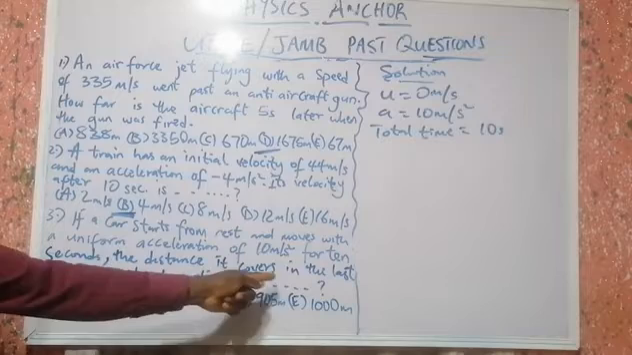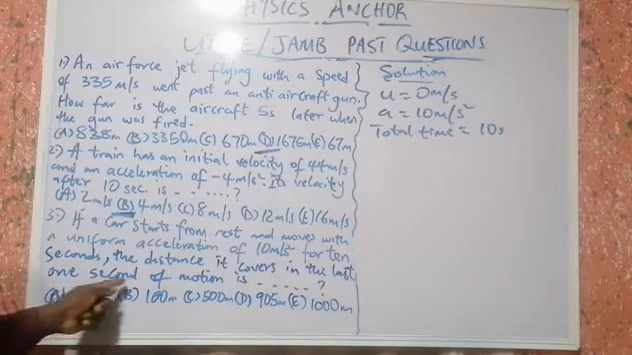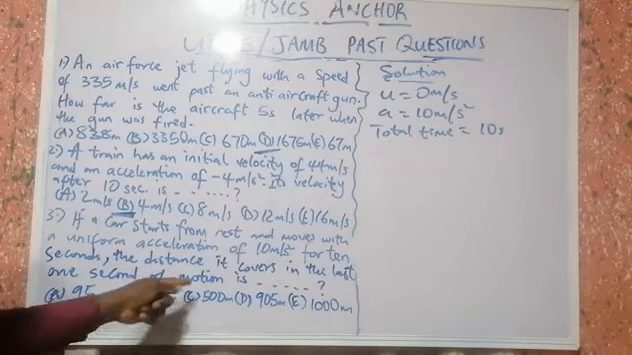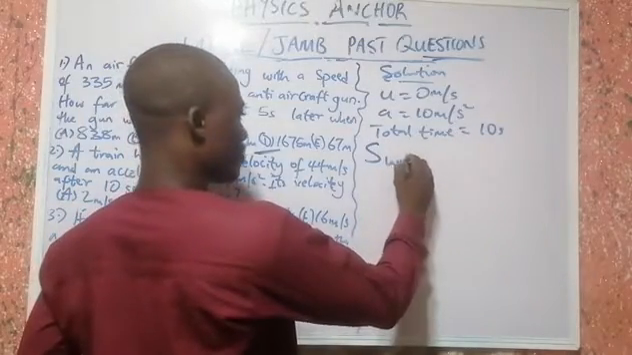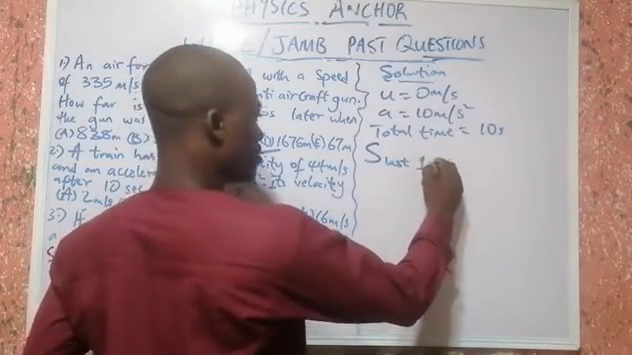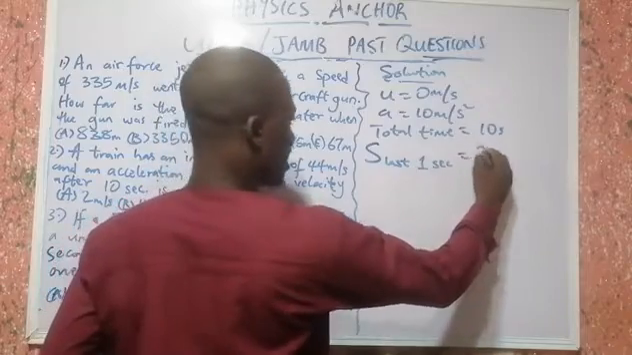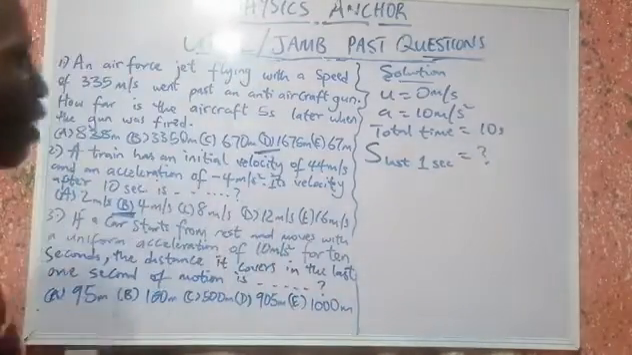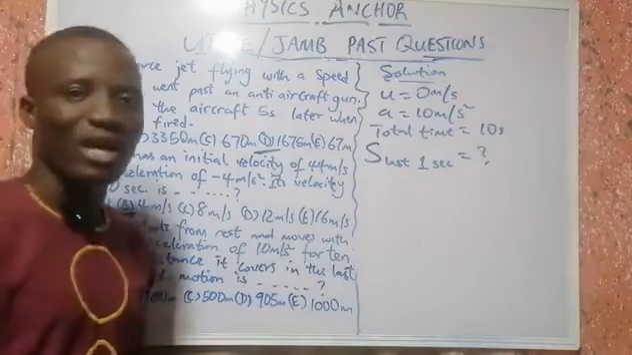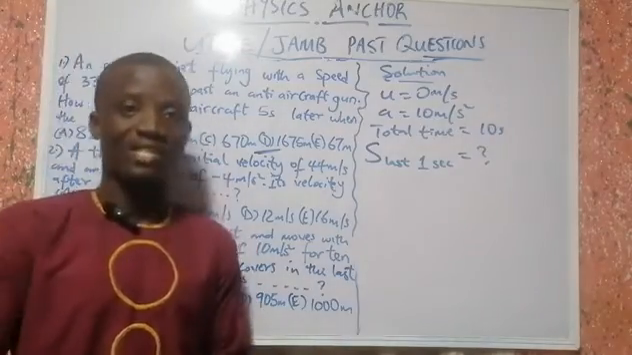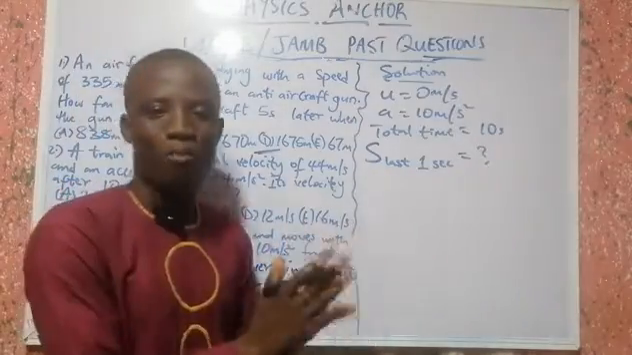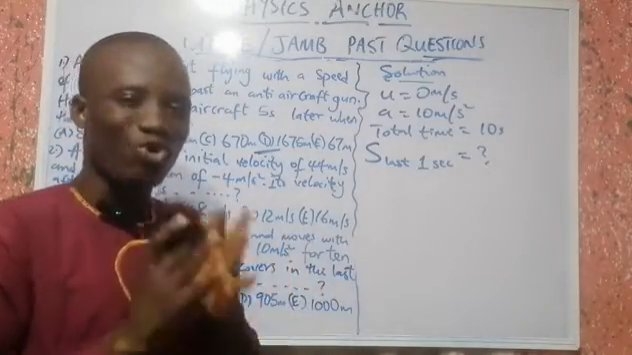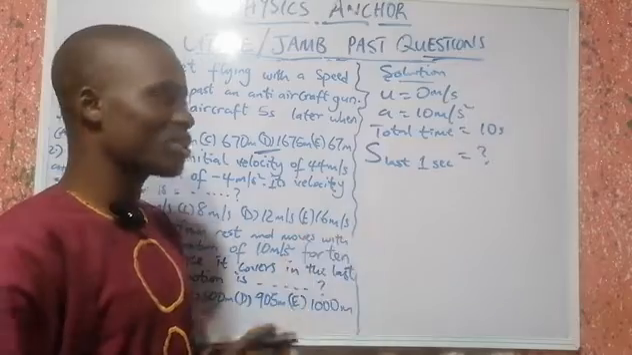The distance it covers in the last 1 second of the motion is, so they want us to find the distance for the last 1 second of the journey, and that's the question mark. Now, when you look at this question very well, JAMB actually loves questions like this. In fact, there are so many past questions you will check that take this form. So it's very important that you understand how to analyze questions like this.